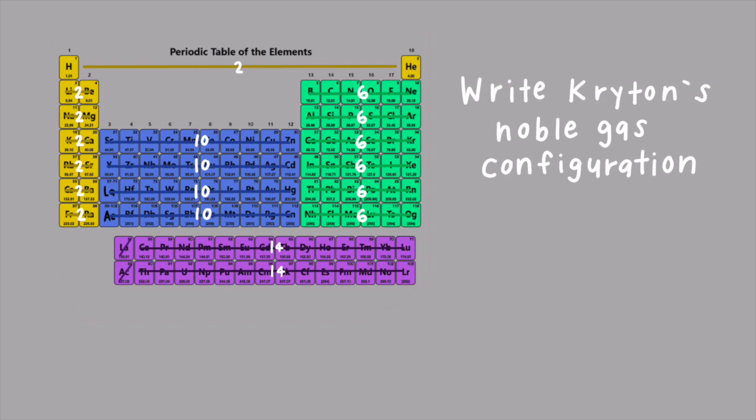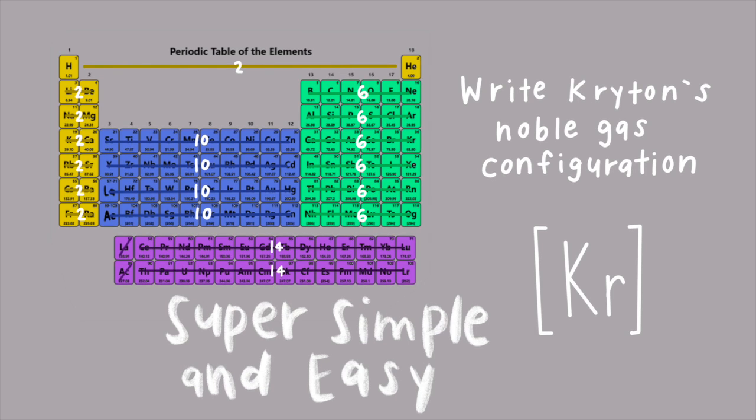Here's another thing. Sometimes teachers or anybody will give you a trick question. They will ask you to write a noble gas configuration and give you a noble gas. You might ask yourself, how do I do that? Well, all you do is write the noble gas in brackets. That's the noble gas's configuration. Super simple and easy.